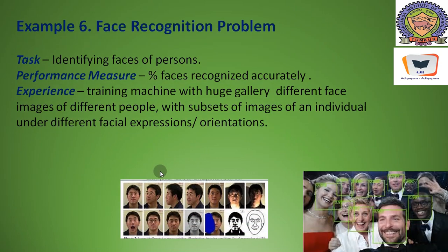Example 6, face recognition problem. The task is identifying faces of persons. Performance measure could be the percentage of faces recognized accurately. Experience is training the machine with a huge gallery of face images of different people, with subsets of images of an individual under different facial expressions and different orientations.